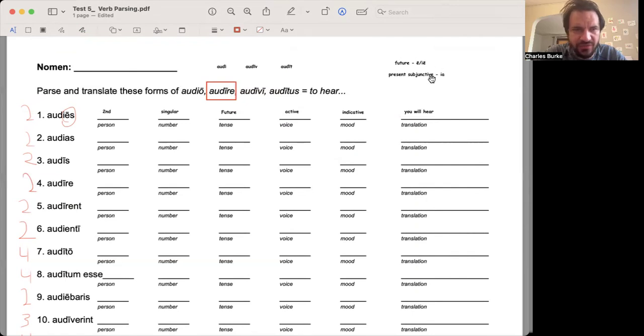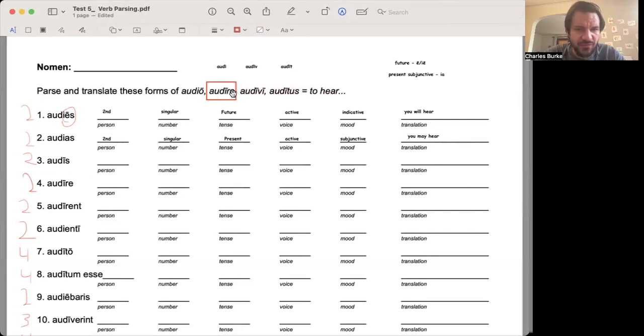Audias, that IA is your present subjunctive marker. So in this case, present subjunctive. Just like, again, present, imperfect, or future, all of those are the present system, and will determine their voice by their ending. So audis is present active, audiris would be present passive. So this stays active. The S is an active ending. And the S is again second and singular. So in this case, you may hear, or you should hear, or let you hear. You may hear or you should hear are probably the best. I'll also accept you might hear.